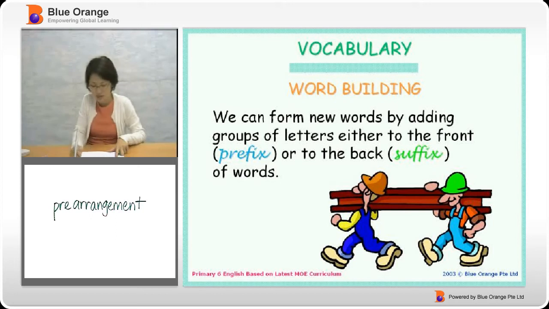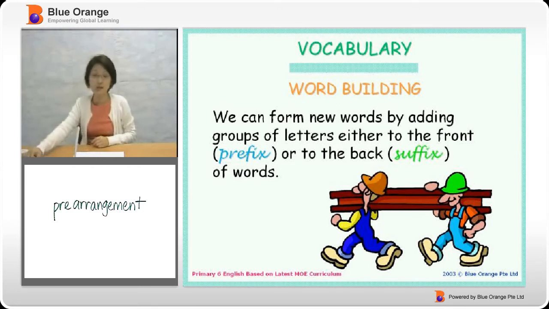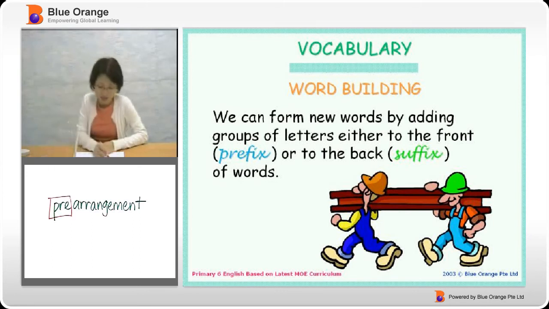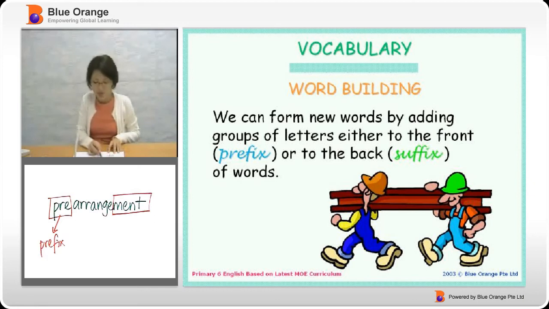Pre-arrangement. You know what this word means? Well, if there's a pre-arrangement of something, that means you have arranged it beforehand. Okay? Now, look at this word, pre, and this part here, ment. Basically, this section here, we call it the prefix, which is something that we fix to an original word. In this case, arrange. And this is what we call the suffix, which is a word that we fix at the back of a word.